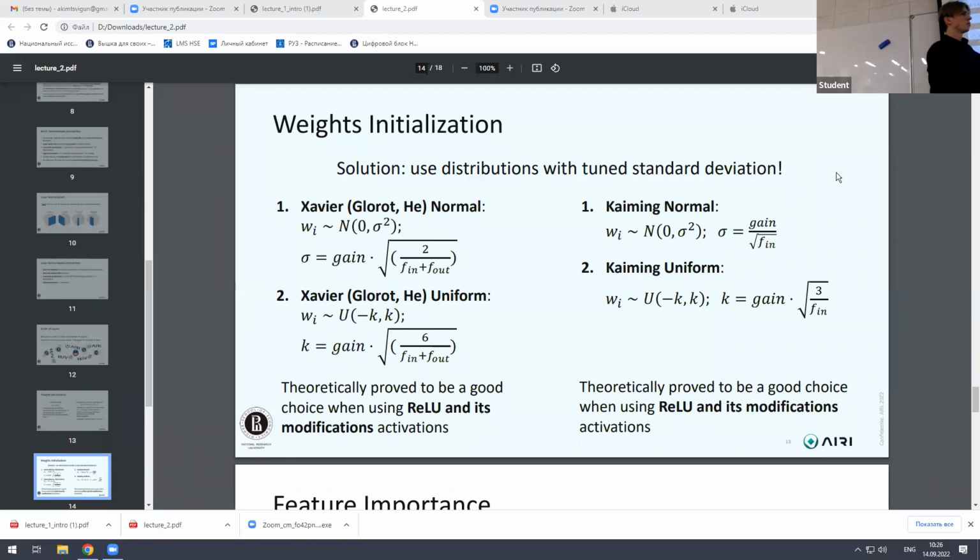So both of them are proved to be optimal for these activation functions, and it's just a matter of preference. Some prefer normal, some prefer uniform. There was some research about 5 years ago on some benchmarks where they tried to use each of them and compare them. It turned out that for those very tasks, the uniform distribution provides slightly better results, but it does not mean that this one is better. It's just more a matter of preference. That's it. So I guess we are over with weights initialization. If you have any questions.